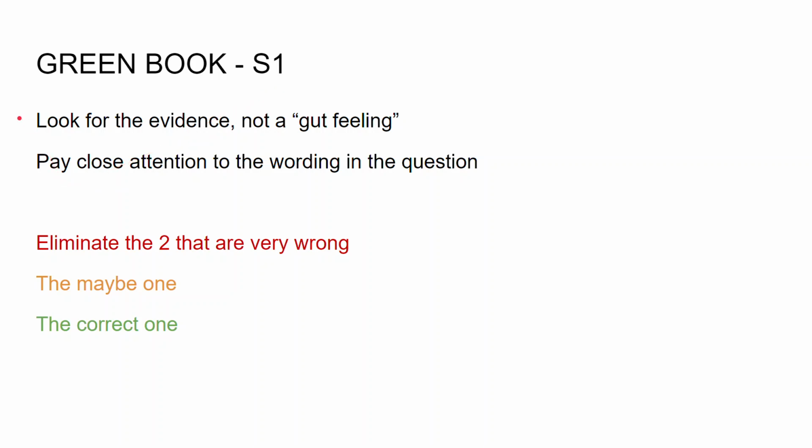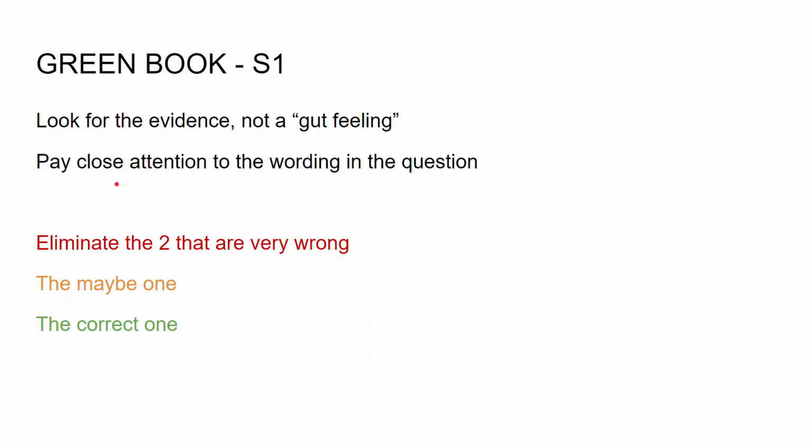There is this belief that section 1, the answer is a gut feeling and something that will just pop out at you from the page. That is not true. You need to make sure that you have evidence from the text to back up the correct answer. And then the second one is always to pay close attention to the wording in the question.